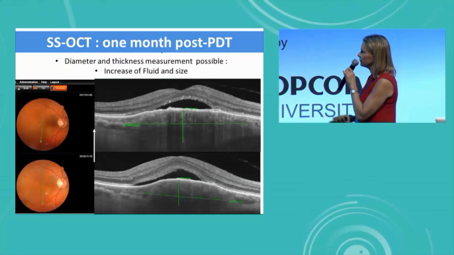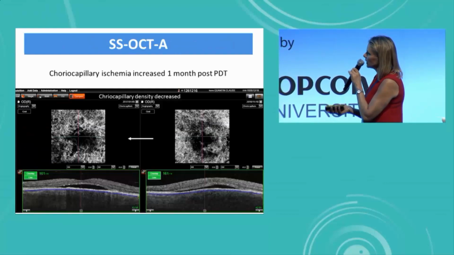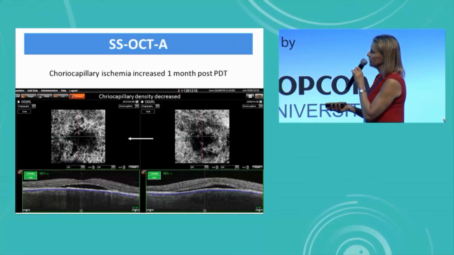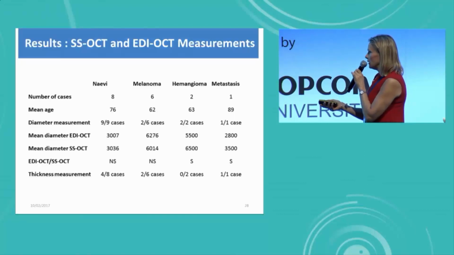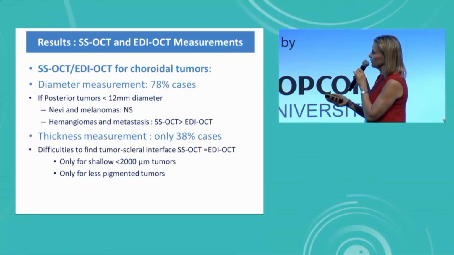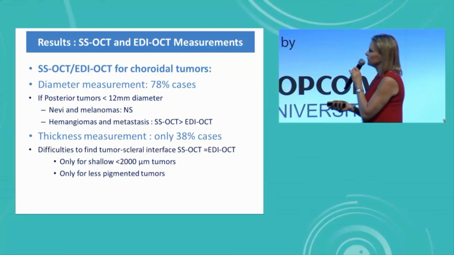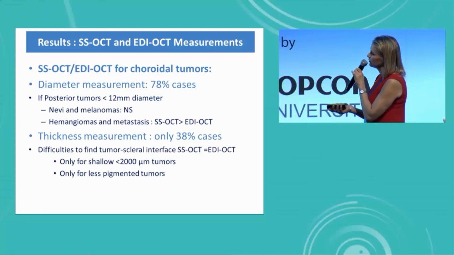is very common. The progression of thickness and diameter of this tumor has been observed by swept source OCT 1 month post an unsuccessful PDT. And the choriocapillary ischemia increased also 1 month after this treatment, as shown here. Our results: it was impossible to do some statistical analysis with our results because it's too small a number of cases.